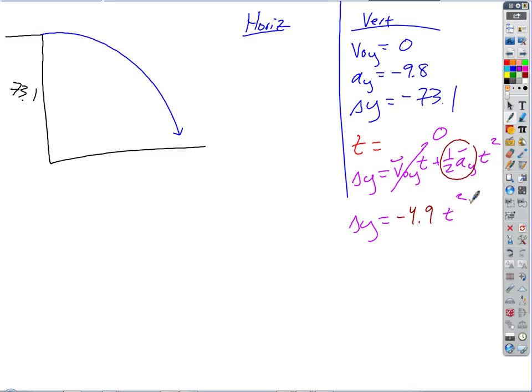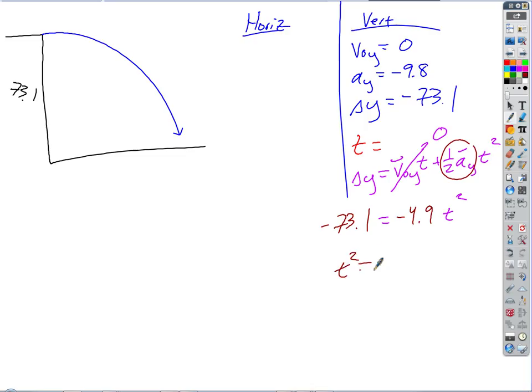So what would I do to solve for t then? Divide, yeah, because what I've really got here, delta y, we could plug in a number there, couldn't we? Let's do that. What is delta y? Yeah, negative 73.1. Those physics guys are pretty smart. When we divide a negative by a negative, we get a positive, right?